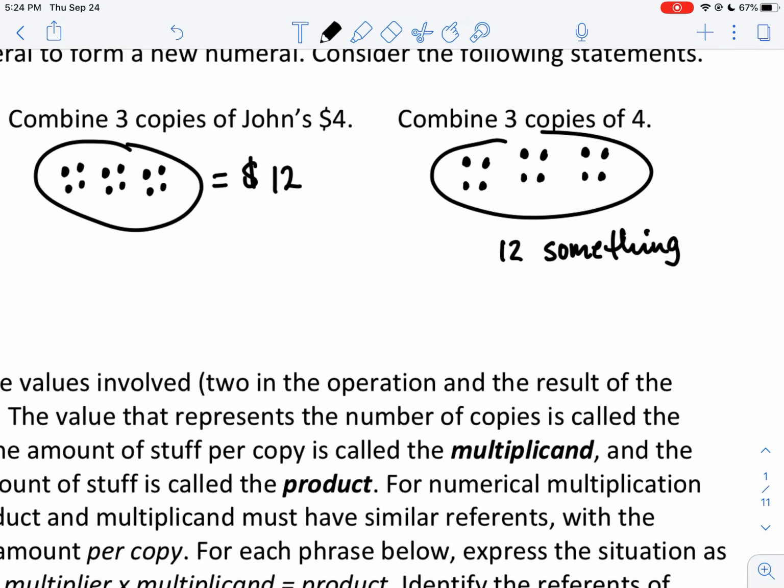Now the numerical operation of multiplication would be something like this. You're probably familiar with this notation. 3 times 4 equals 12. And this means 3 copies of 4, and that total is 12.